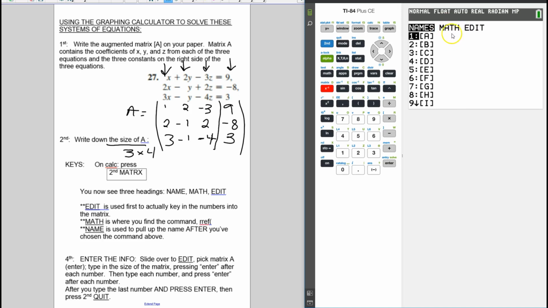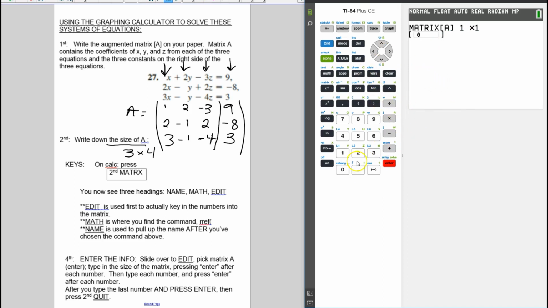Then we'll go to math. That's all the commands. And then the last thing we'll do is choose the name where we put everything. Now we will only be using matrix A. There's no reason to go to all these other ones. So right now, let's enter the information that we've got up here. Slide over to edit, pick matrix A, and then type in the size. I'm going to choose number 1, enter. Now you see how it's laid out. It wants the order, rows by columns.